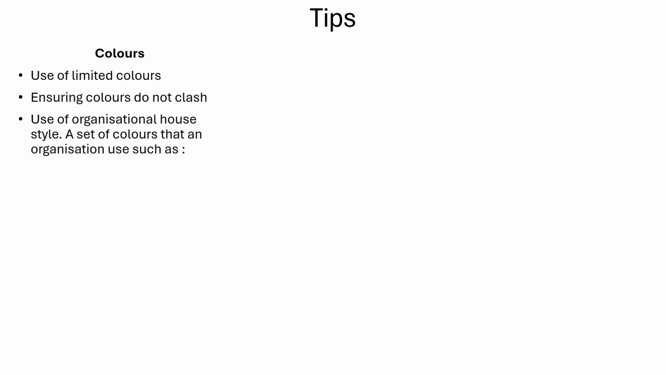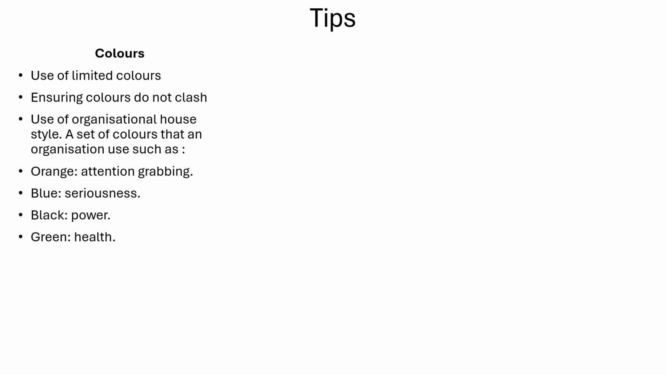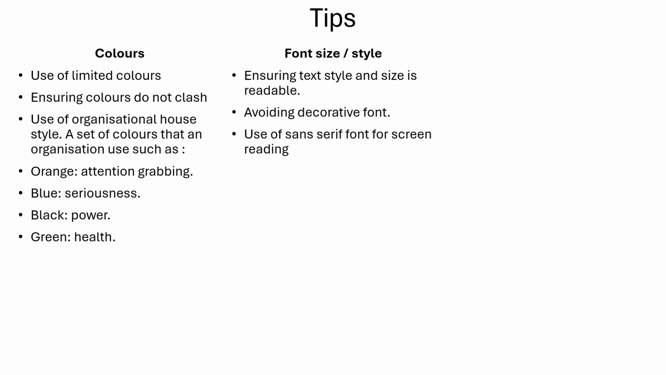So we want to make sure that we're not using too many colors where they're clashing with each other. There is this idea of using an organization house style, and if you do that, it's using a set of colors that work well with the business. So in this case, if the gym has a specific color set, you may consider using that. If it's a holiday booking system, you may consider what colors they would use. But traditionally, colors like orange will be used for grabbing user attention, blue is to do with more seriousness, black used for power, and green tends to be used for health, as an example.